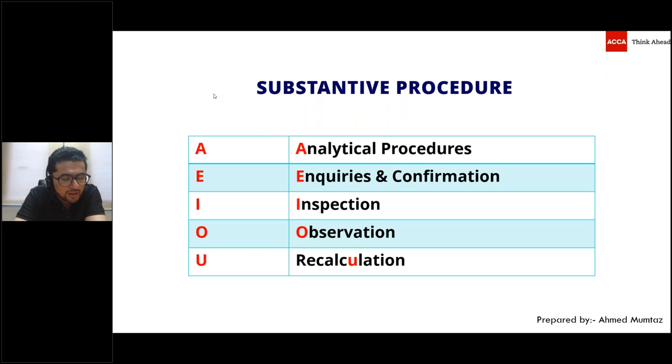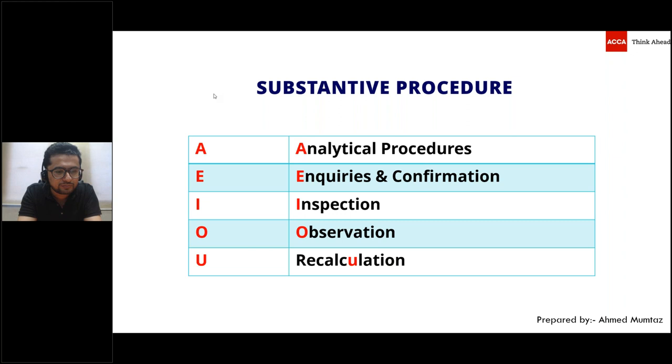Yes, if you are reviewing a certain calculation or any document or maybe minutes of the meeting, this is one of the substantive procedures. So you tend to inspect the minutes of the meeting because it's kind of a document. But what do you do with it? Because the minutes of the meetings are so long and lengthy, you got to review it, you got to digest it. So review is definitely one of the substantive procedures.